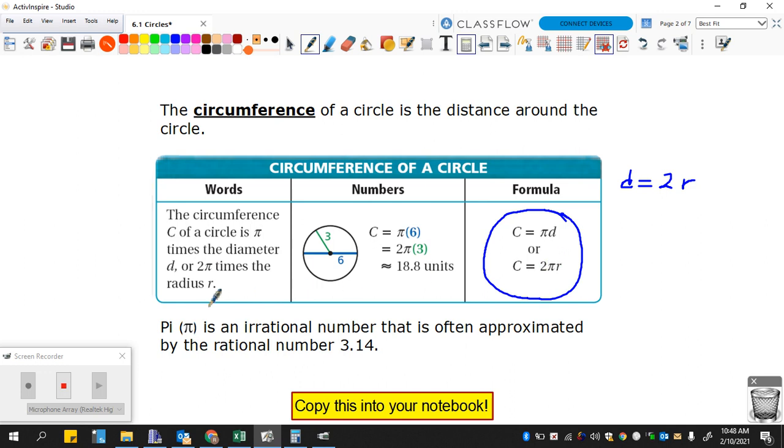All right, so pi, this little number right here, is an irrational number that, as most people know, we call 3.14. And it's simply the ratio of the circumference divided by the diameter, is how they came up with it. So at least copy the formulas down and make sure you understand what circumference is and what pi is.